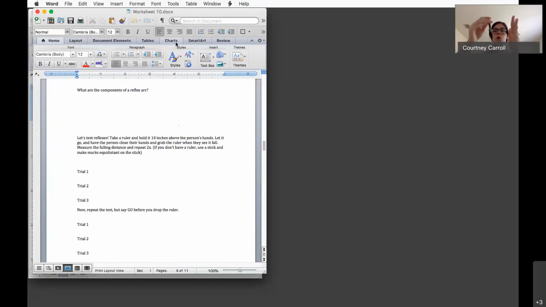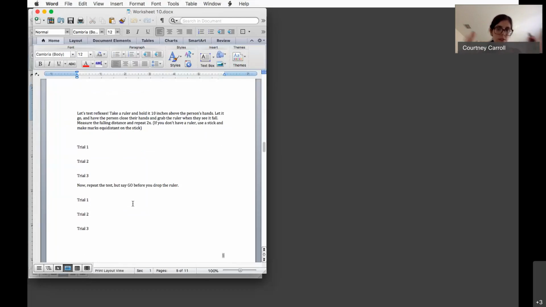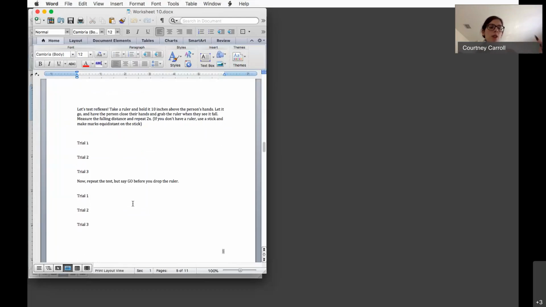And you're going to use the ruler to measure the distance that the ruler fell before they caught it. So you want to drop it with the 0-inch mark of the ruler facing down. And so that way when they catch it, you can easily see, oh, it fell 4 inches before they caught it. And you're going to do that 3 times. Then you want to be sneaky, like do it without warning. Drop the ruler. Okay. Then you're going to do the same thing, but you're going to say go and then drop the ruler. And again, do that 3 times.